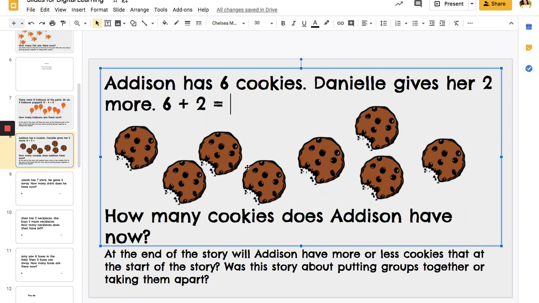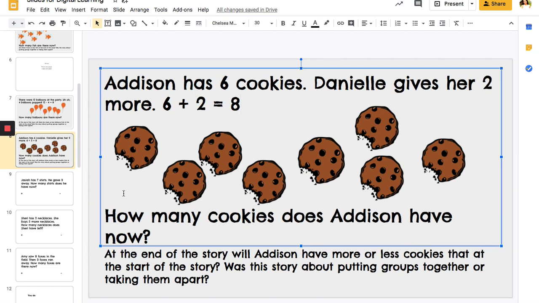1, 2, 3, 4, 5, 6, 7, 8. Very good, boys and girls. So we have 8. Let's read this equation together. 6 plus 2 equals 8. Very good. How many cookies does Addison have now? She has 8 cookies now.